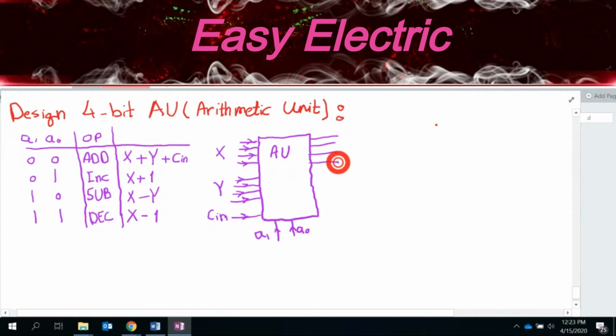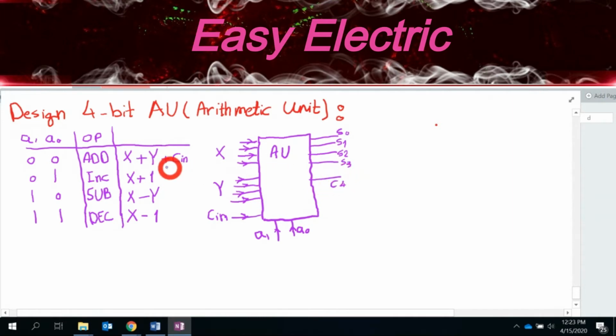So the answer is this: you definitely need 4 bits, if I call them S0, S1, S2, S3. Definitely you need the carry 1, because whenever you add X plus Y, which are both 4-bit, you probably get 5 bits. That's the reason you need to see C4.